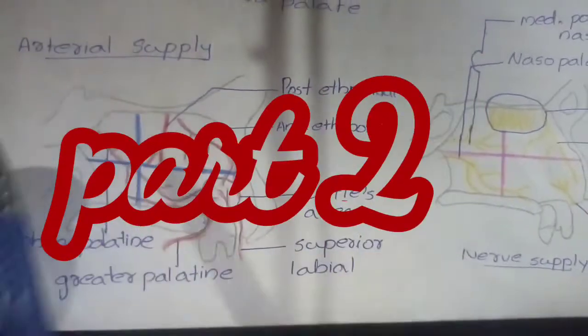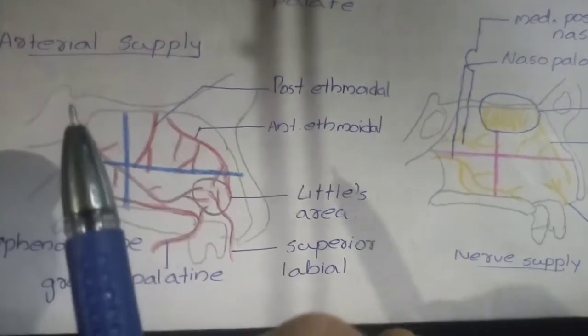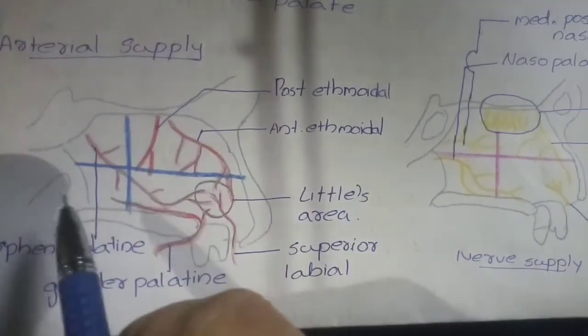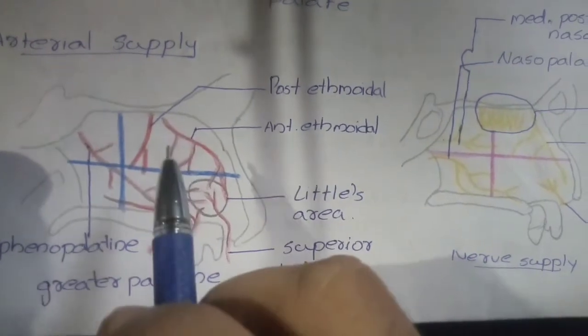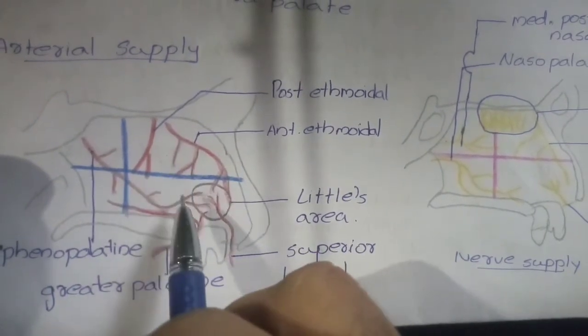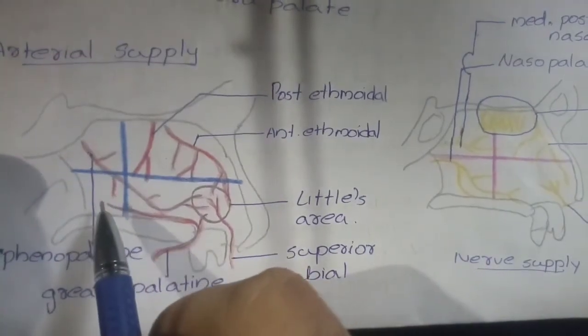Now for part 2. In this part, we will discuss the arterial supply of the nasal septum. To know this topic, we need to know that this septum is divided into 4 parts, that is anterior superior part and anterior inferior part, posterior superior part and posterior inferior part.